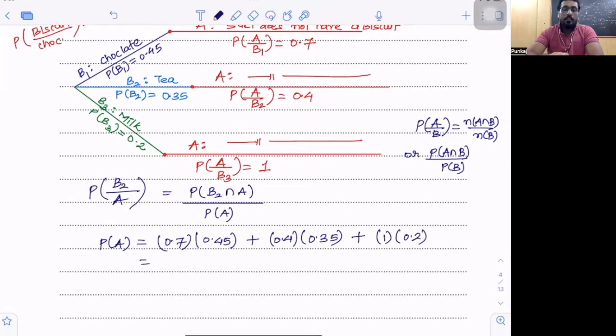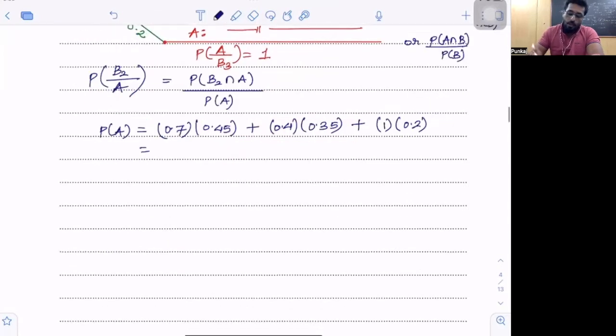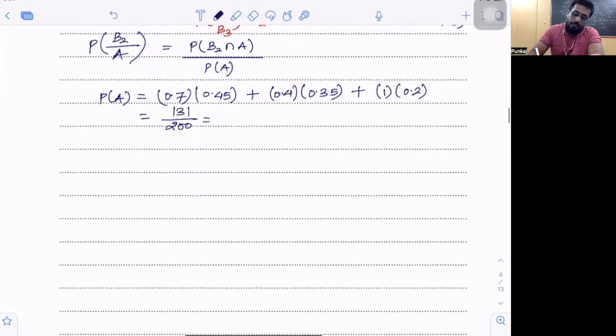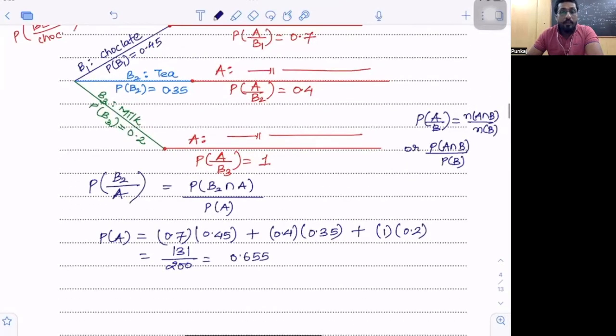So it's 0.7 multiplies with 0.45. Take a calculator, start solving it. 0.4 multiplies with 0.35 plus 1 times of 0.2. So I just add 0.2. The answer is 131 upon 200, which comes out to be 0.655. So that's the probability of not having a biscuit.